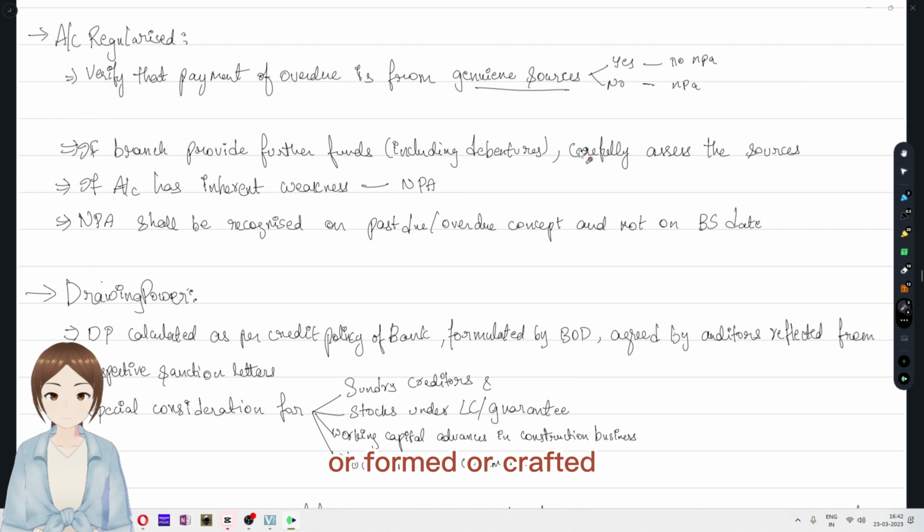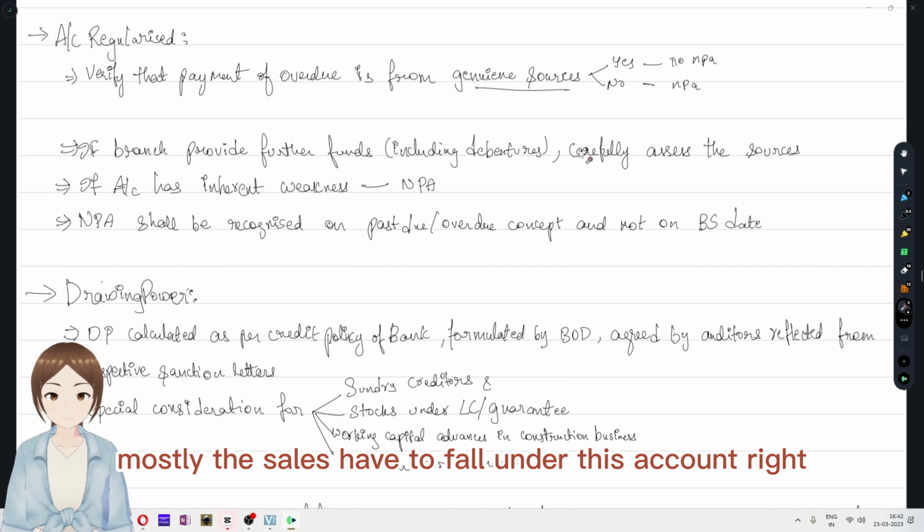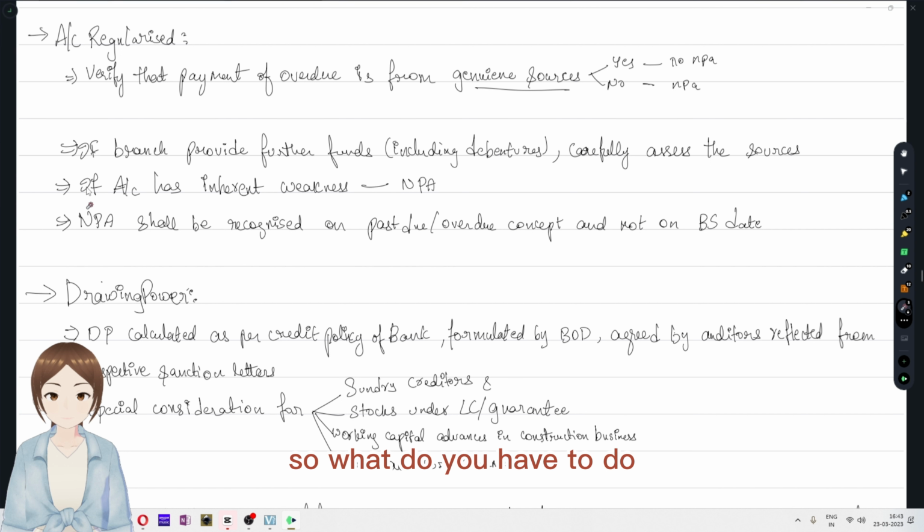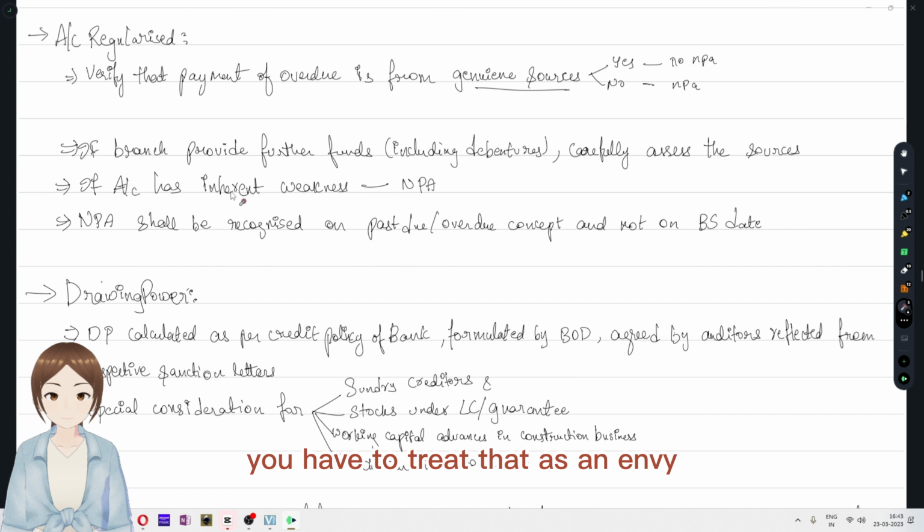What's cash credit? At least 80% of the sanction, mostly the sales, have to fall under this account, right? Only the interest portion is getting credited on that. That's a matter of weakness, right? That's a red flag account. So what do you have to do? You have to treat that also as an NPA with inherent weakness. NPA shall be recognized on the past due overdue concept and not on the balance sheet date.